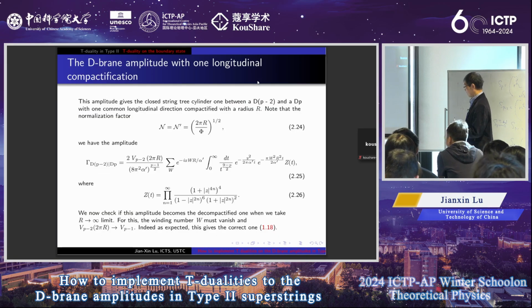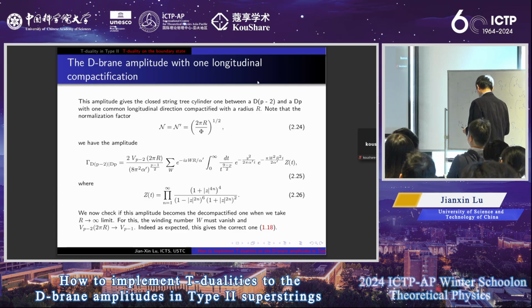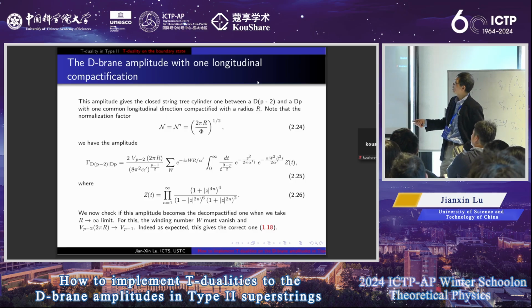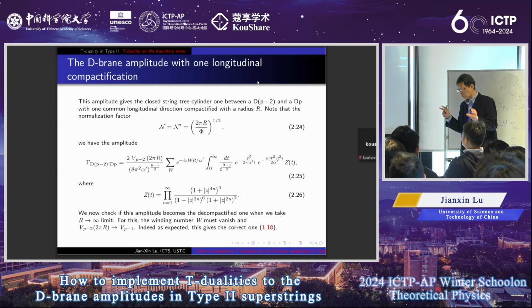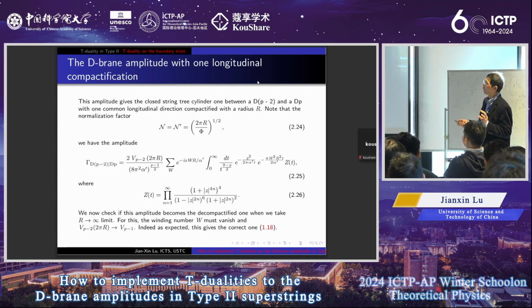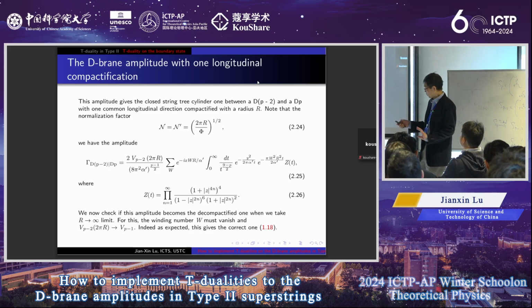So that's for the case we discussed here. For Dp and Dp-2, the Ramond-Ramond sector will not have a contribution because the two branes have different Ramond-Ramond charges. So the only part we have is contributed from the Neveu-Schwarz sector. As I said, this part comes from the oscillator part, as I just described here, and it will remain invariant under T-duality.